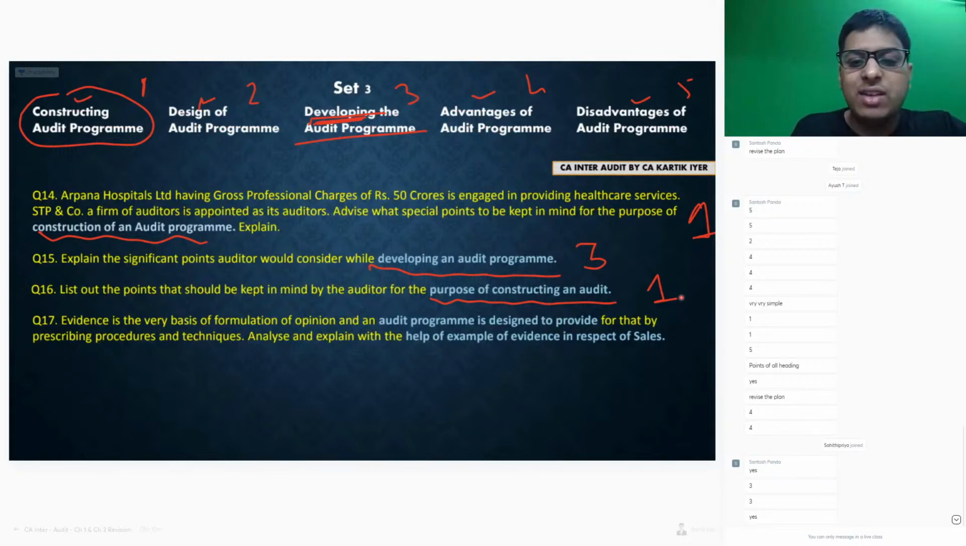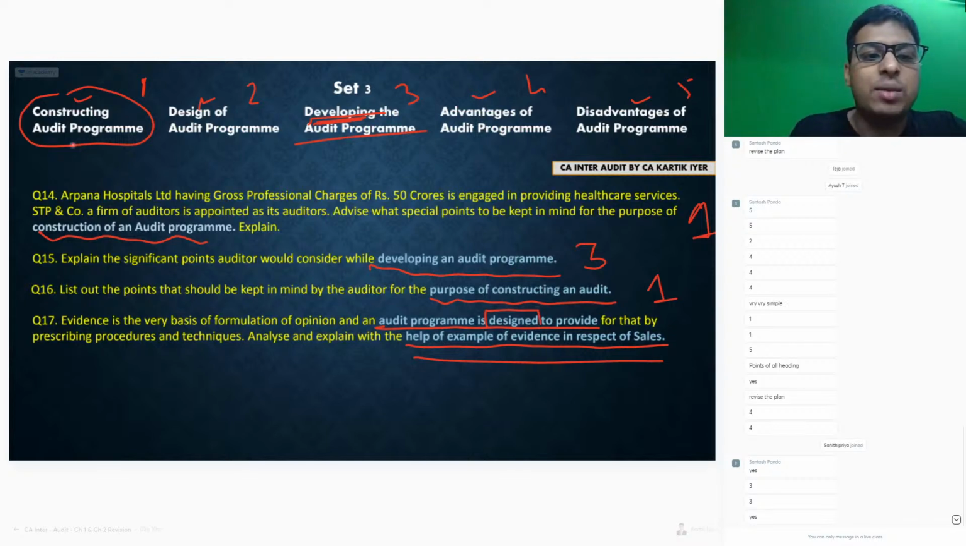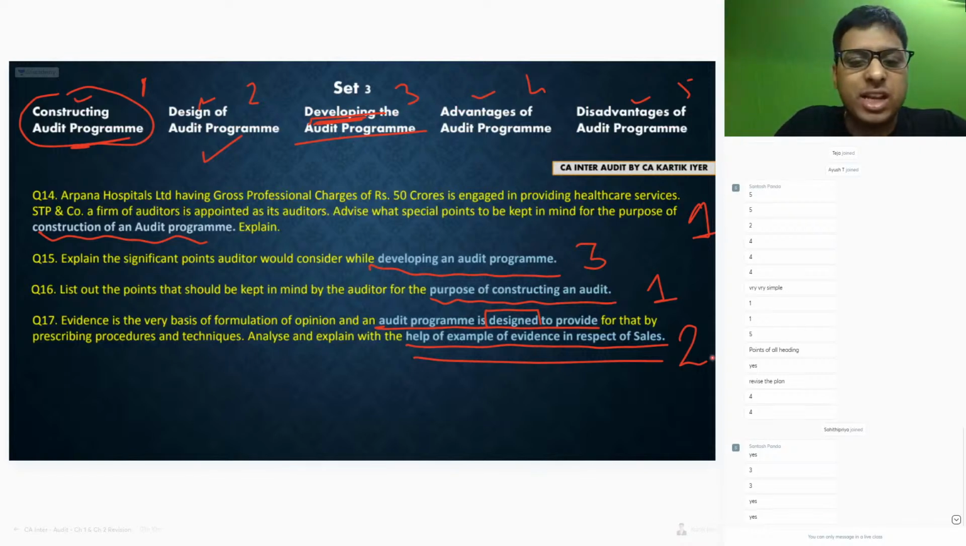Finally, they have asked here, see this, audit program is designed to provide what? To help of examples of evidence in respect of sales. So they have asked you in respect of sales, but mainly they have asked in relation to the designing part. Now, designing part is covered where? Just see, point number 1, no. Point number 2, yes. So this will be point number 2. Very easy to understand, very, very manageable. Are you finding it very, very comfortable? Yes or no? Finding it very, very easy.